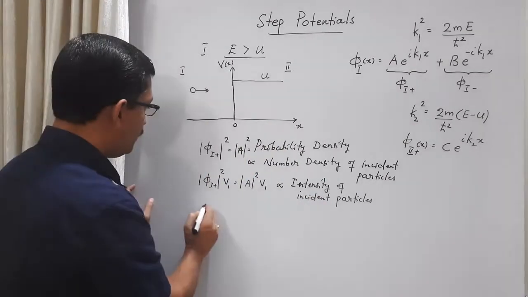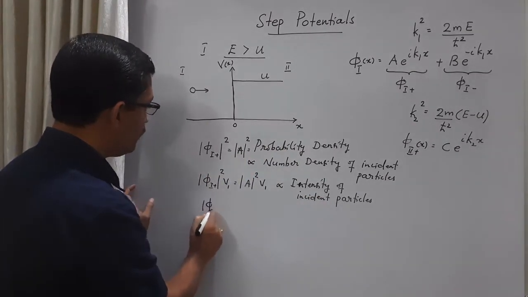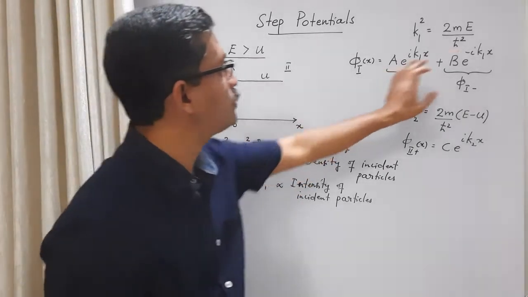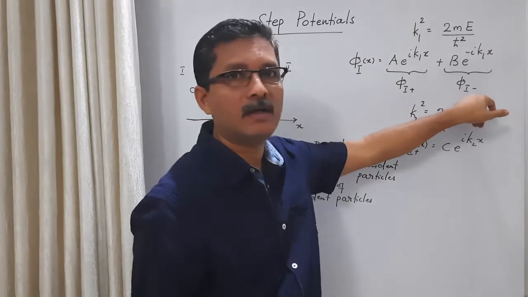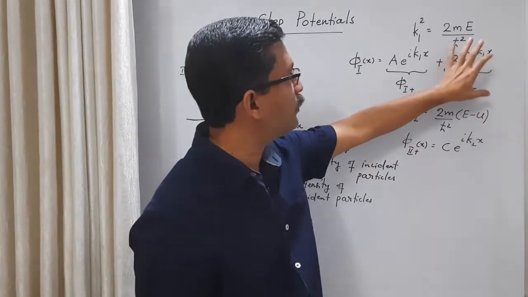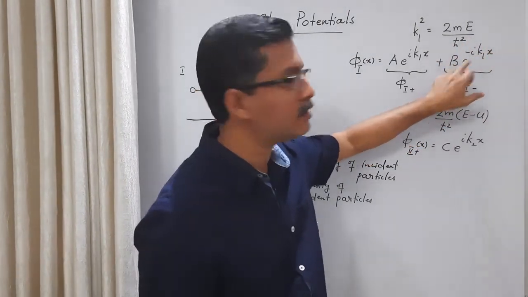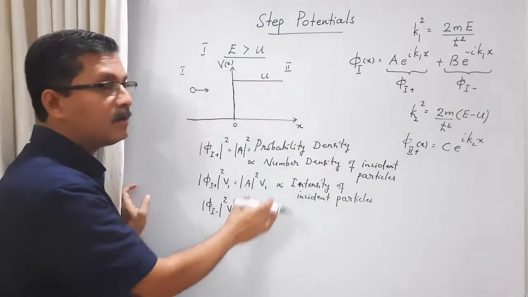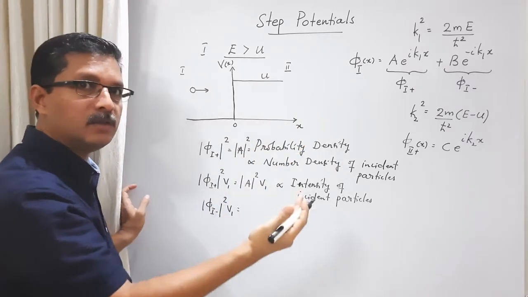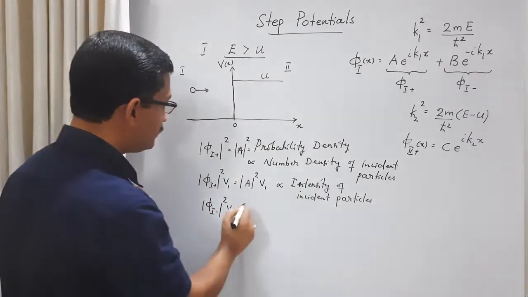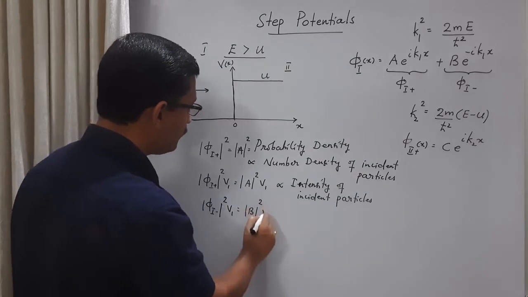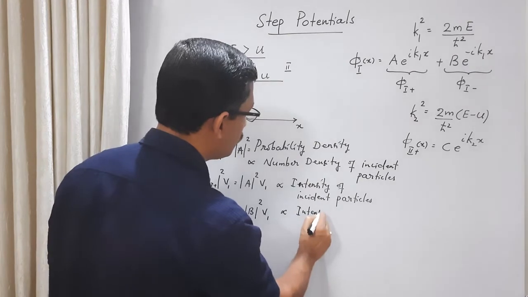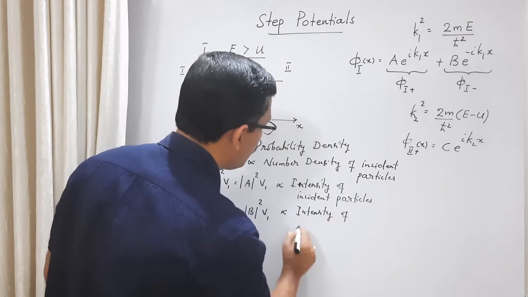In the same way, this phi 1 minus square times v1. If you take this part of the wave function, reflected wave function, and take mod square, what you get is mod b square. This part will cancel. Okay, when you take phi 1 minus star phi 1, that e raised to minus I k 1 x into its complex conjugate will cancel. So this is simply mod b square times v1. This is proportional to intensity of reflected particles.